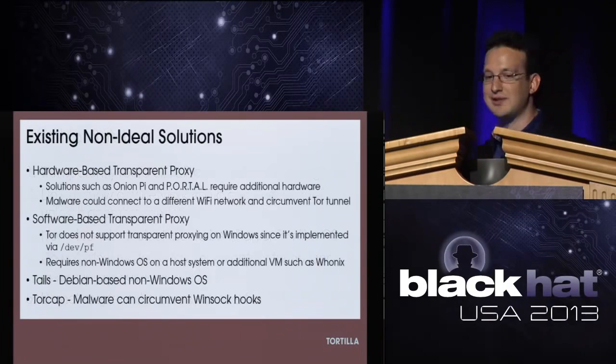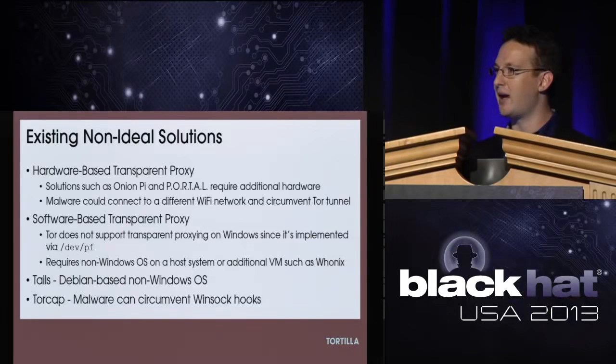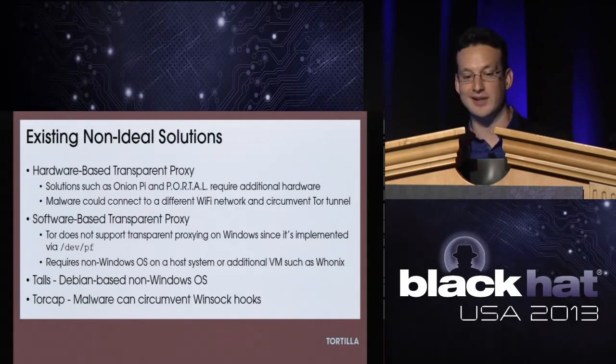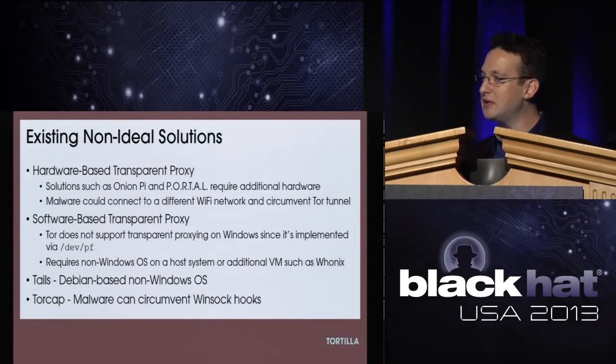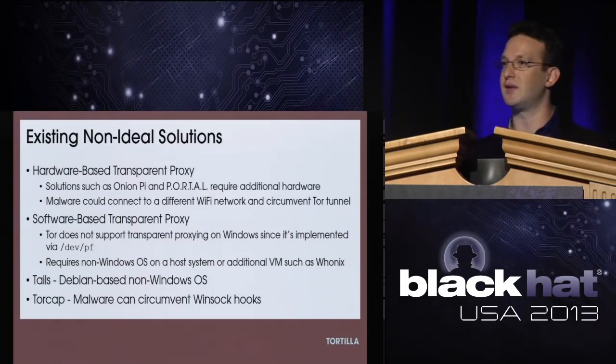So what are some non-ideal solutions that already exist? Non-ideal based on the previous slides' ideal requirements. Well, there are hardware-based transparent proxies. Solutions like OnionPi and Portal work really well, but they require additional hardware, and as you all know, hardware isn't free. Secondly, even if you did want to use one of these solutions, it's still possible for suitably privileged malware to hop to a different Wi-Fi network, thereby circumventing the Tor tunnel and divulging the researcher's IP address.